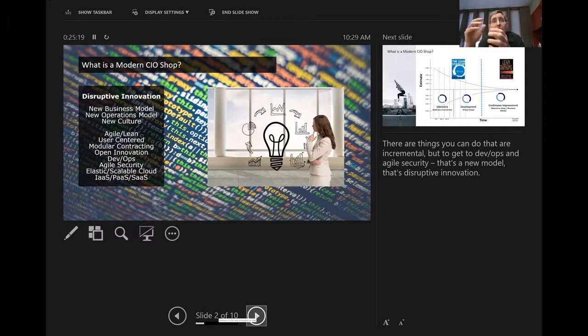So we start by trying to understand, we talked a lot at EPA about creating a modern CIO shop, one that can support an Agile culture. So what is that, right? That is a culture fundamentally about disruptive innovation. If you look at this list of things on this slide, there are a lot of those things you could actually do and not do disruptive innovation, right? You can do incremental innovation in running Agile and being user-centered and doing modular contracting. But when you really start talking about doing DevOps and doing open innovation and Agile security, when having a new business model, it requires a new culture. And so that's really what we're going to talk about today, is that new culture and how to get from where you are in Waterfall to a culture that supports Agile.